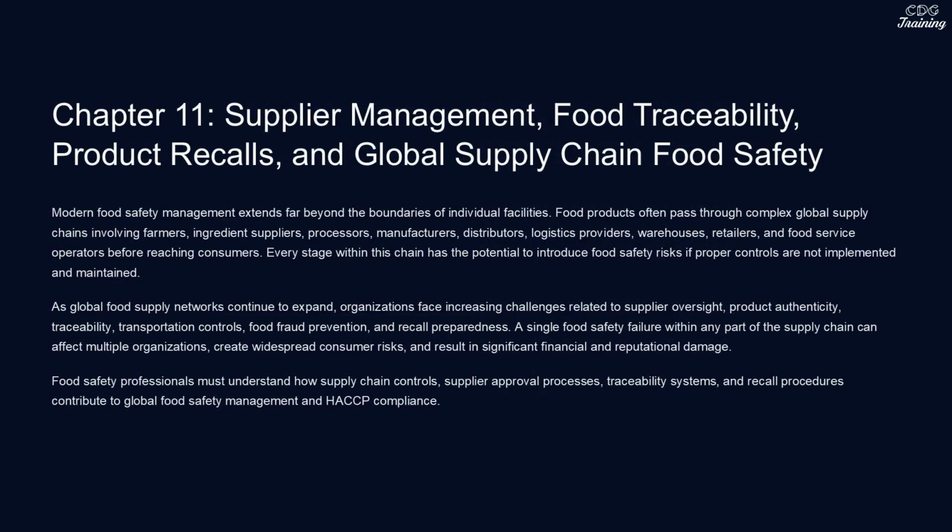Modern food safety management extends beyond individual facilities, involving a complex network of suppliers, manufacturers, and retailers. Every stage in this chain is crucial to maintaining food safety, especially when controls are not implemented effectively. As global food networks grow, organizations face challenges related to supplier oversight, product traceability, and recall preparedness. A single failure can impact the entire chain, emphasizing the need for robust safety measures.